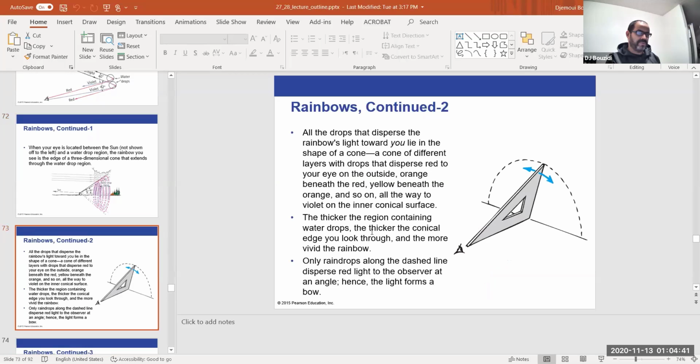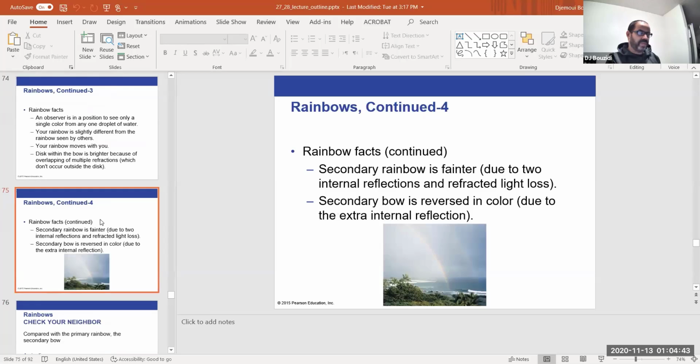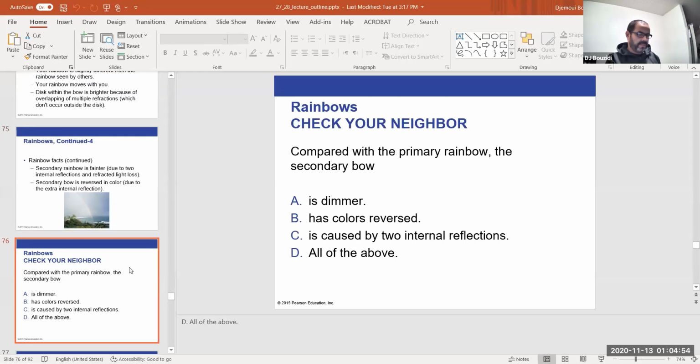Actually, sometimes you'll be lucky enough to get a double rainbow. And actually, over the weekend, I saw double rainbows. Okay, I was driving from soccer and I saw them. Nobody came to soccer, only 3 people plus me, 4 people.